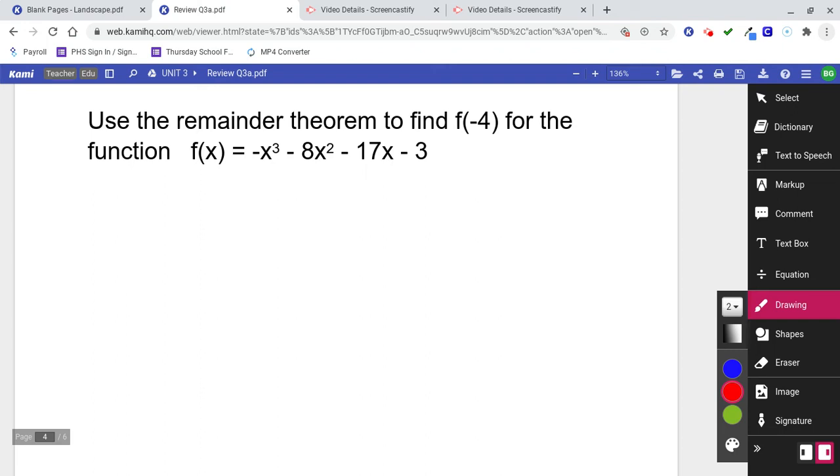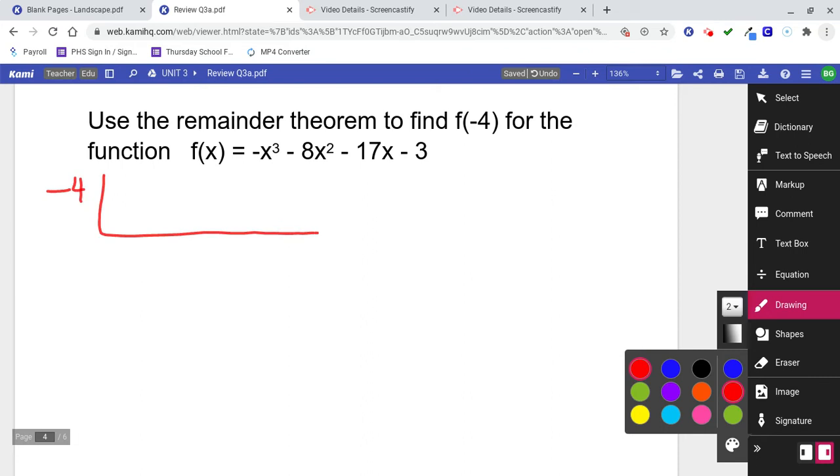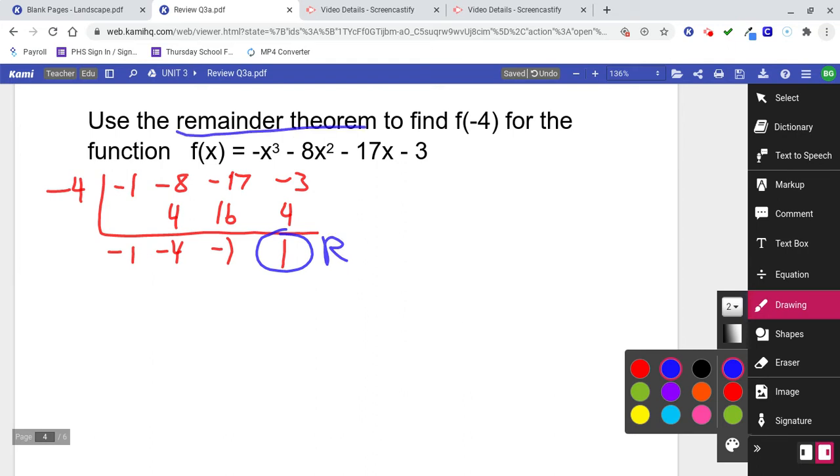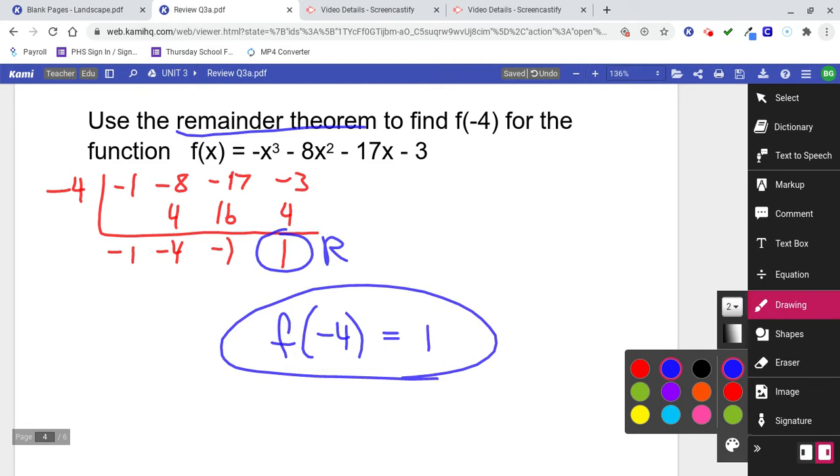Use the remainder theorem to find f of -4. Well, we're pretty good at this. That means we're using synthetic division. Add down and multiply, add down and multiply, add down and multiply, add down. That's the remainder. So the remainder theorem says that f of -4 equals that number.